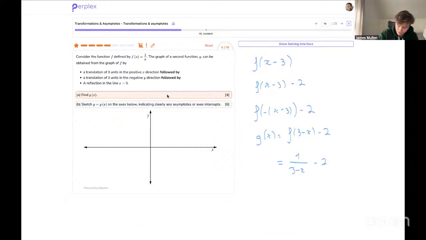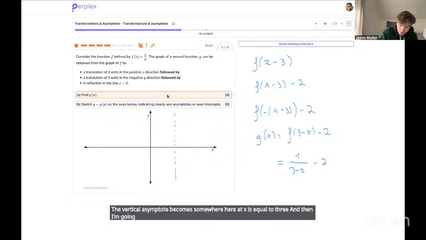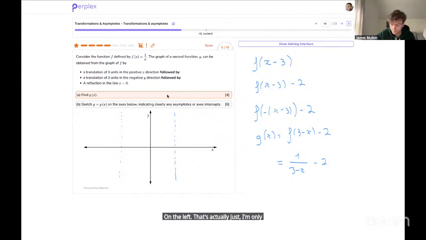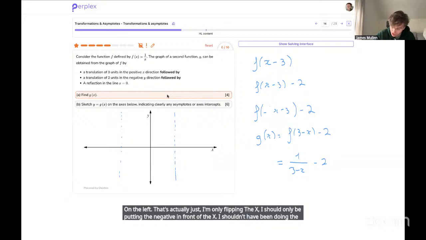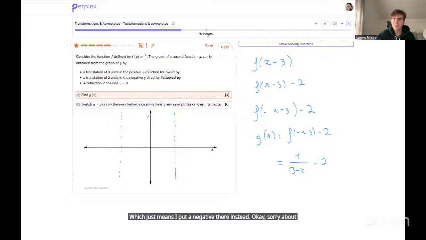So when I shift the function 3 units to the right, the first step, the vertical asymptote becomes somewhere here at x is equal to 3. And then I'm going to flip the whole thing, which means the vertical asymptote is going to become somewhere over here on the left. I'm only flipping the x. I should only be putting the negative in front of the x. I shouldn't have been doing the brackets like that. So it should be negative x minus 3, which just means I put a negative there instead. Okay, sorry about that. That was an oversight.